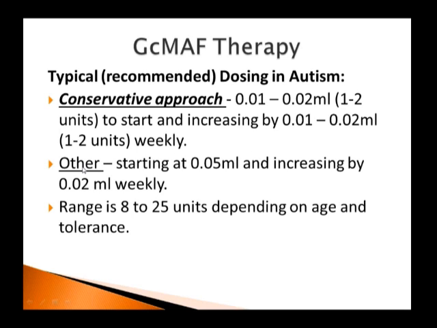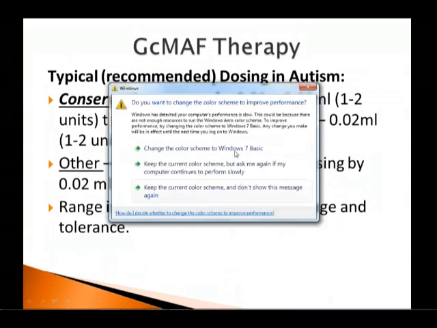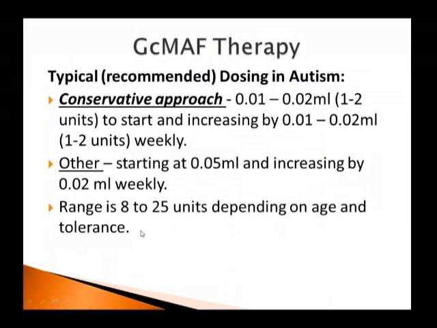Other recommendations: some kids who tend to do pretty well with therapy, who are not real sensitive, can start at a 0.05 ml dose and increase it by 0.02 to 0.03 weekly. Usually the range is anywhere between 8 to 25. I realize that's a broad range. Again, it depends on the age of the individual and their tolerance of GcMAF.